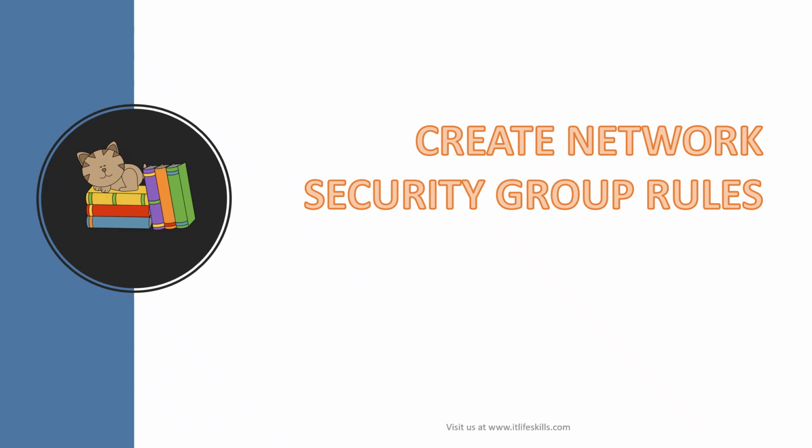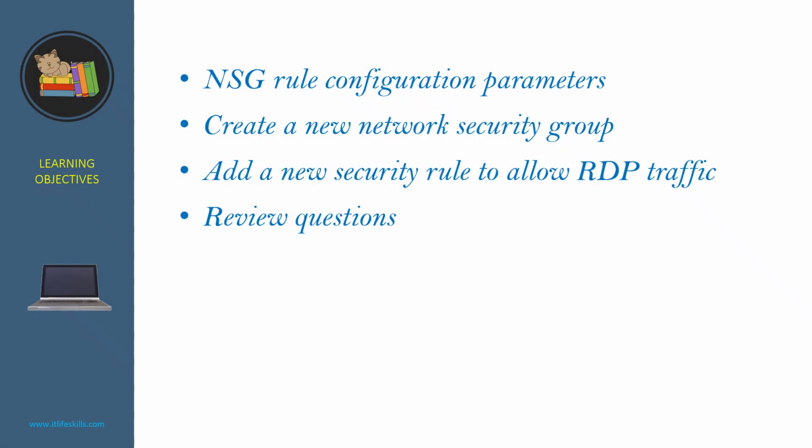In this lesson, we will learn how to create network security group rules. First, we will learn about network security rule configuration parameters. Then we will create a new network security group. After that, we will add a new security rule to allow RDP traffic. Finally, we will conclude our lesson with the review questions.